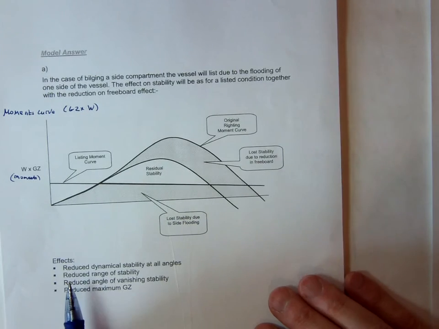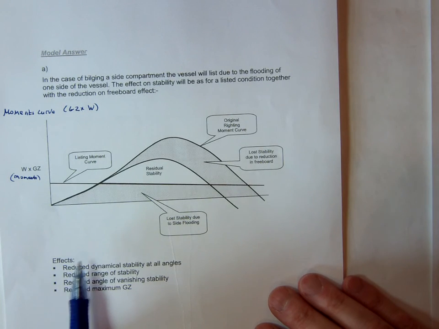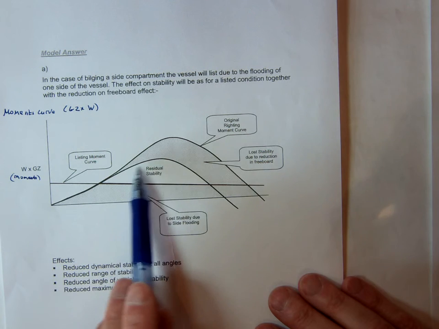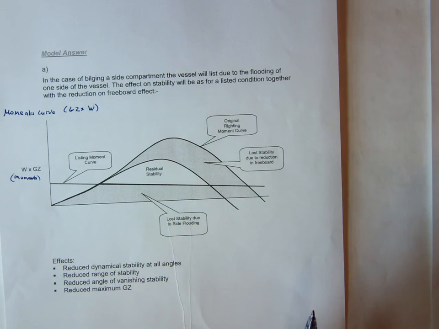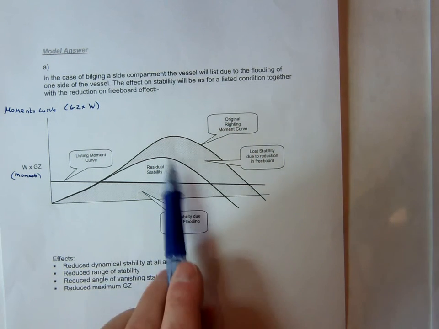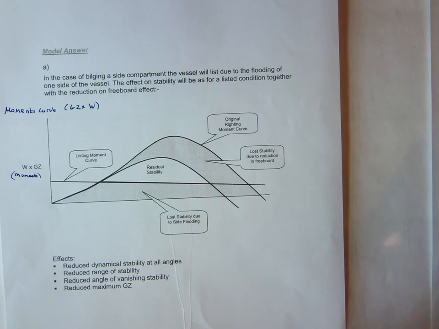So the effects that we suffer, well, obviously reduced dynamical stability at all stages, that's the only stability we've got left. Reduced range of stability, angle of vanishing stability, and of course the maximum GZ. So that's all the effects that it has there.